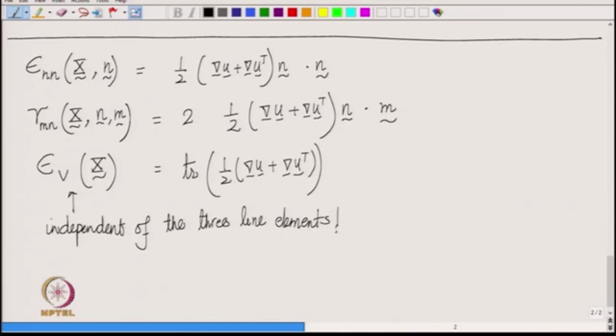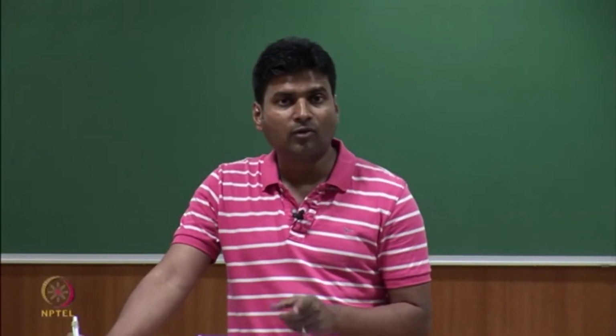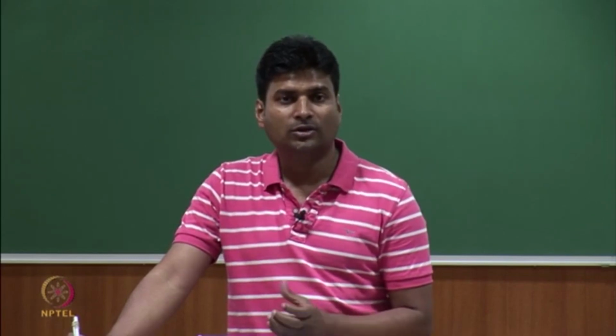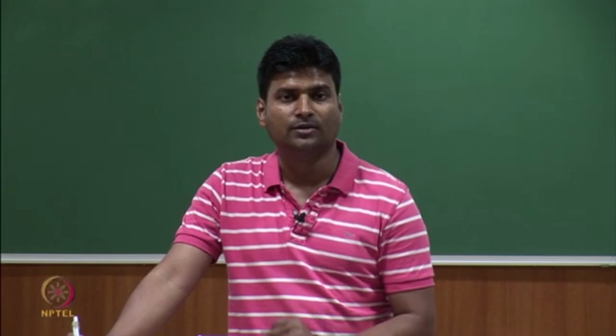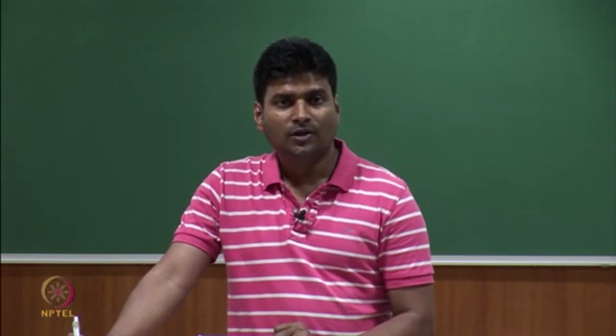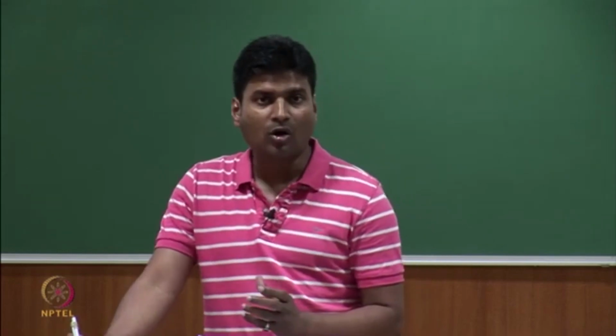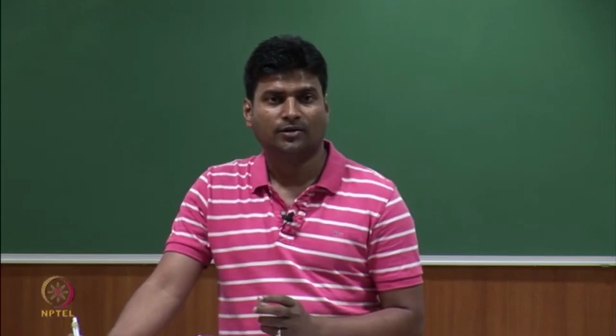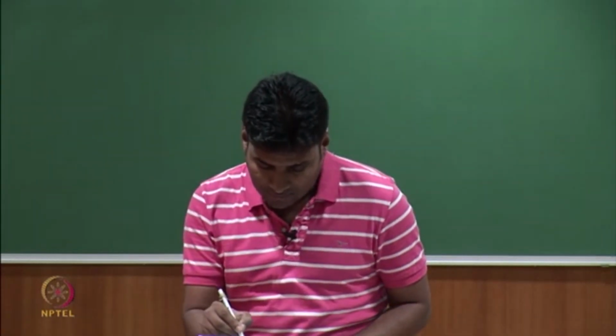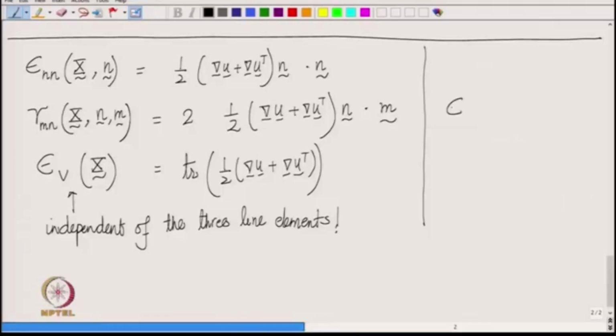But another thing to notice on the right hand side, you see in each of the expressions we have this tensor half of grad u plus grad u transpose. So, that is the symmetric part of displacement gradient, is not it? So, we can give it a name. That is actually also called the strain tensor. Okay. So, we can write it as epsilon with 2 tildes. So, it is the strain tensor. So, we define it as half of grad u plus grad u transpose.